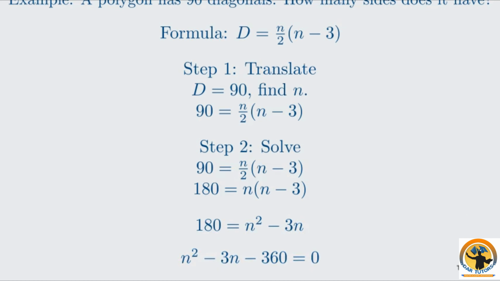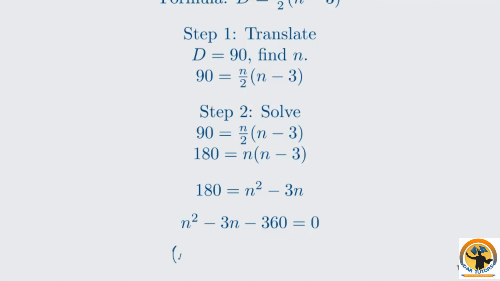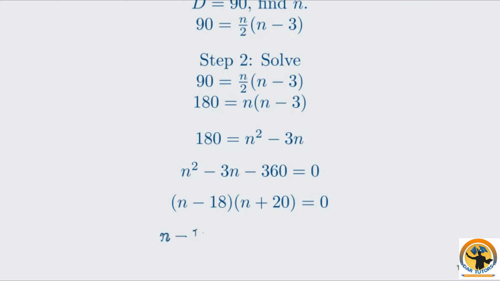We can solve this by factoring. We need two numbers that multiply to -360 and add to -3. These are -18 and +20. Factoring gives the quantity (n minus 18) times (n plus 20) equals 0. This gives us two potential solutions, n equals 18 or n equals -20.